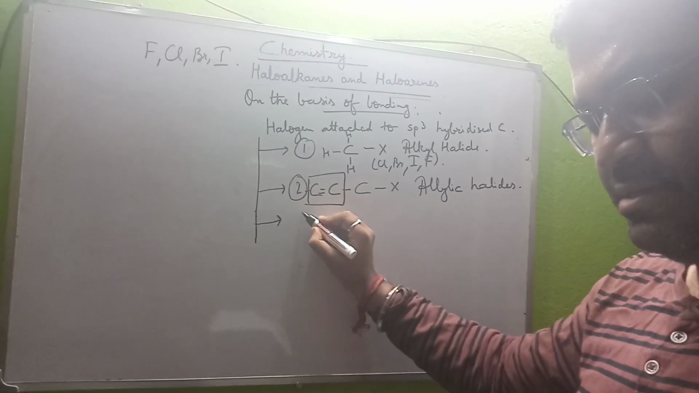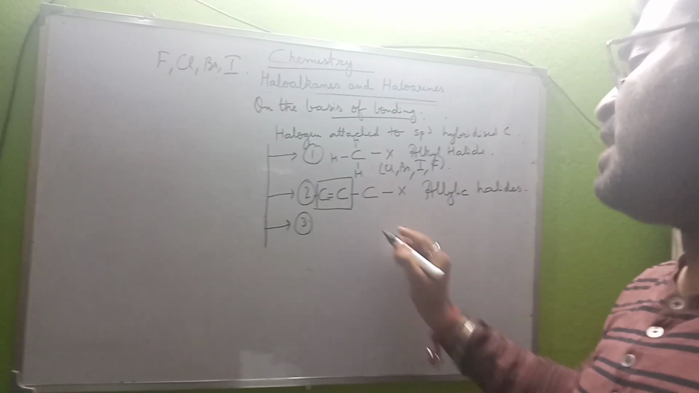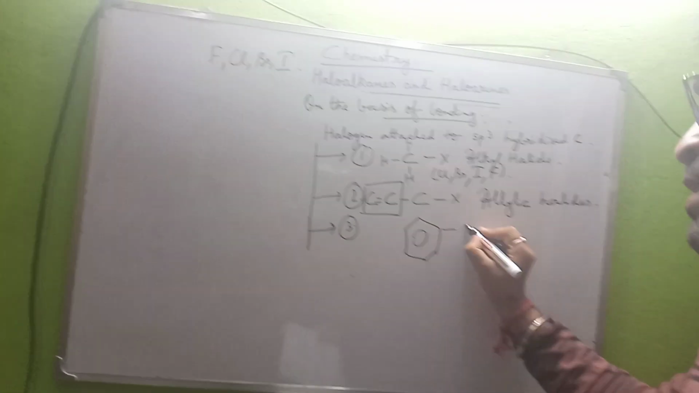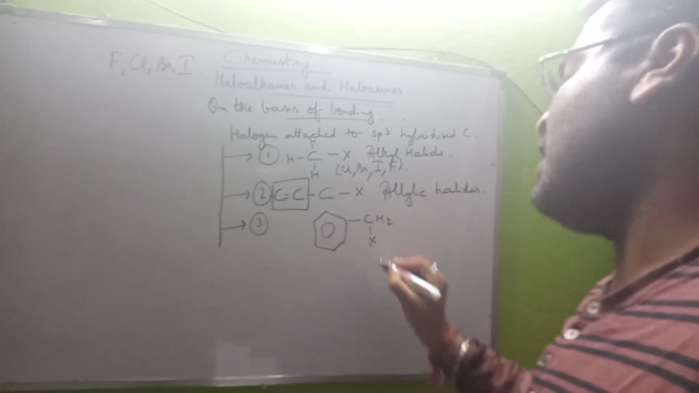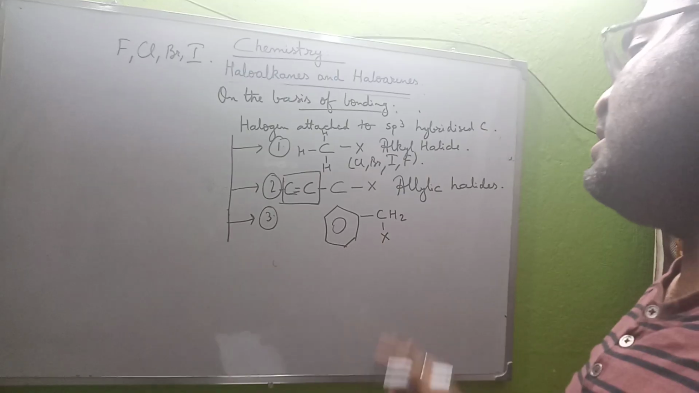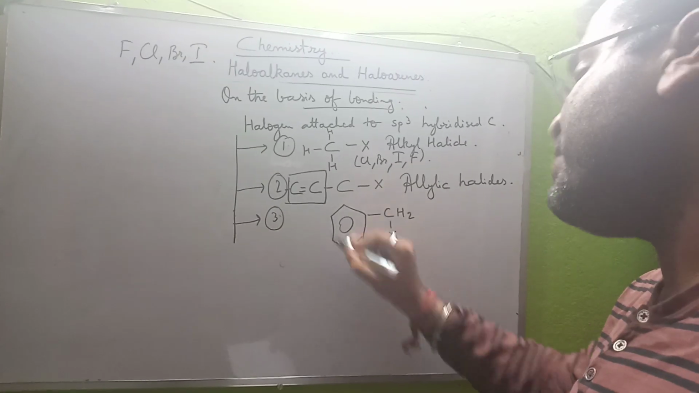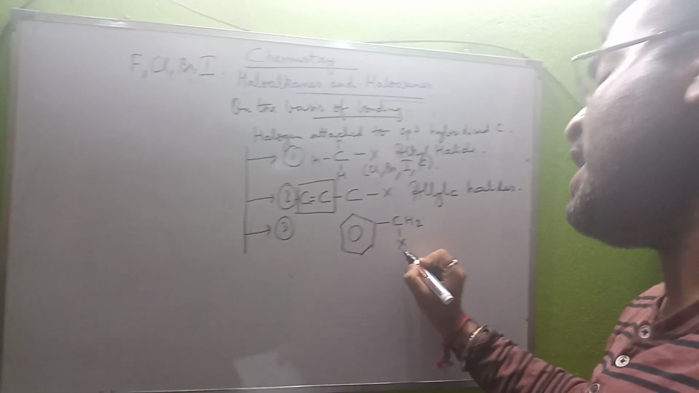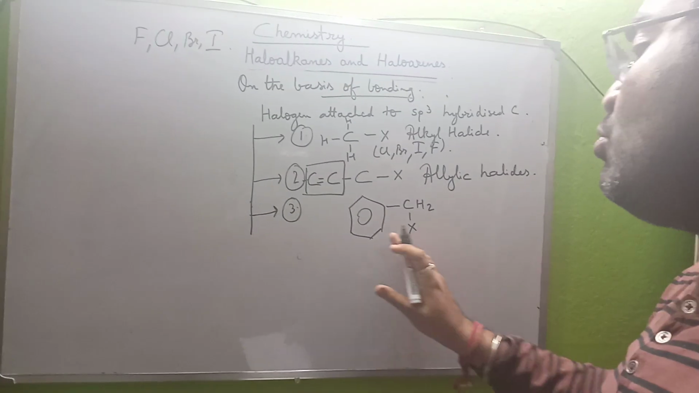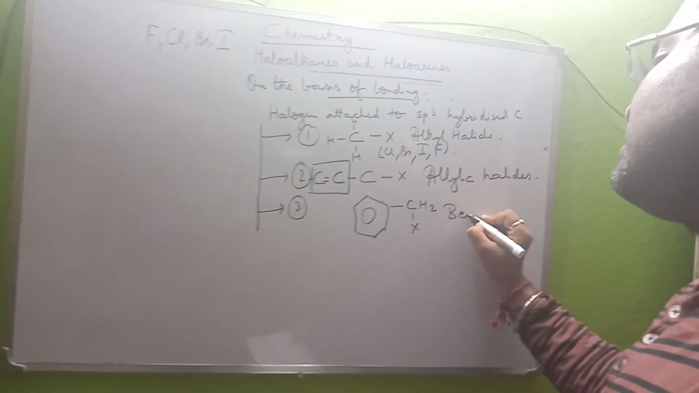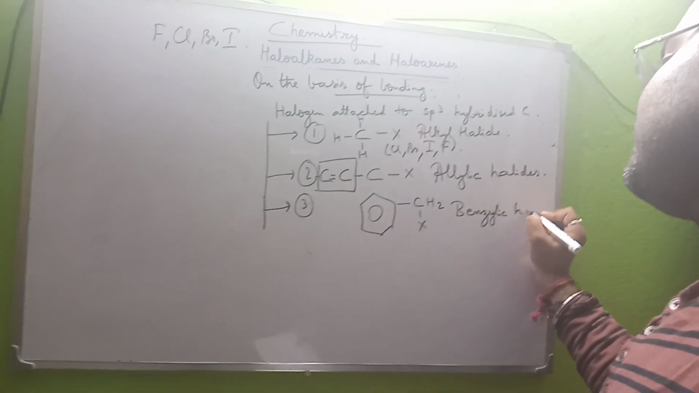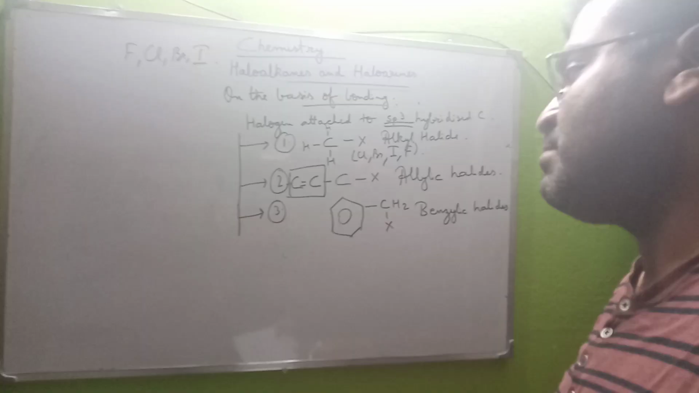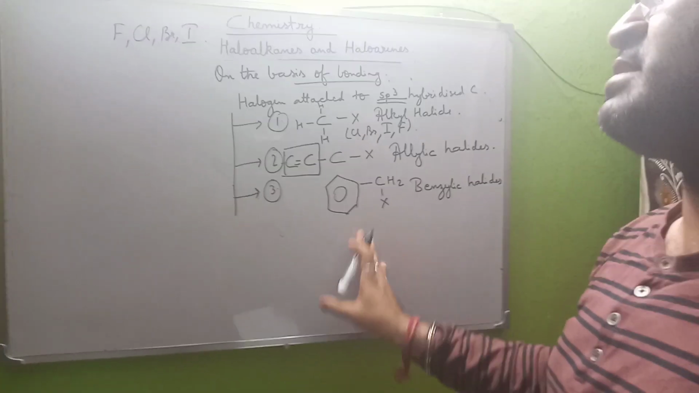Now after this, there is a third type where you will find an alkyl group which has a halogen attached to it. This carbon which is attached to the benzene ring is sp3 hybridized, because it has two hydrogens, one halogen and one benzene ring. Such types of halides are known as benzylic halides. So on the basis of sp3 hybridized carbon, these three classes are classified.